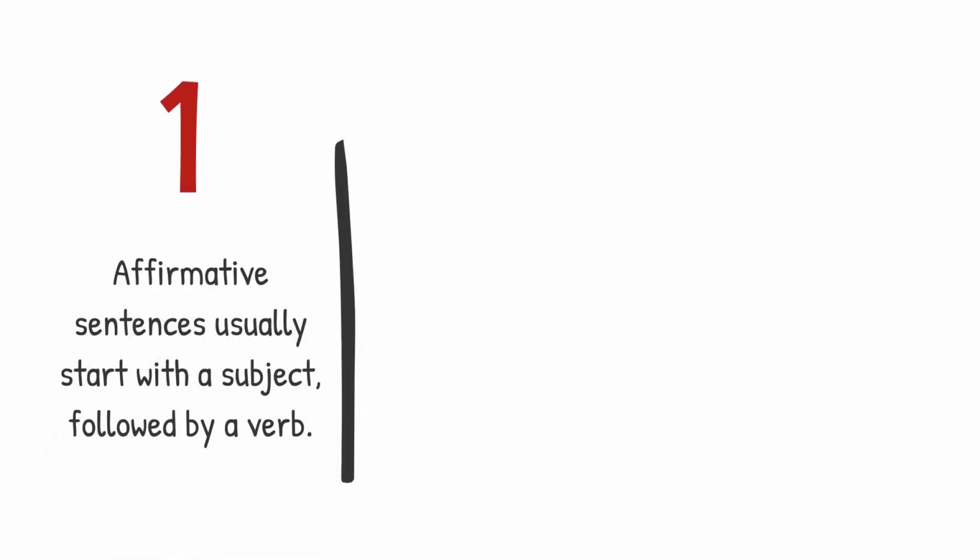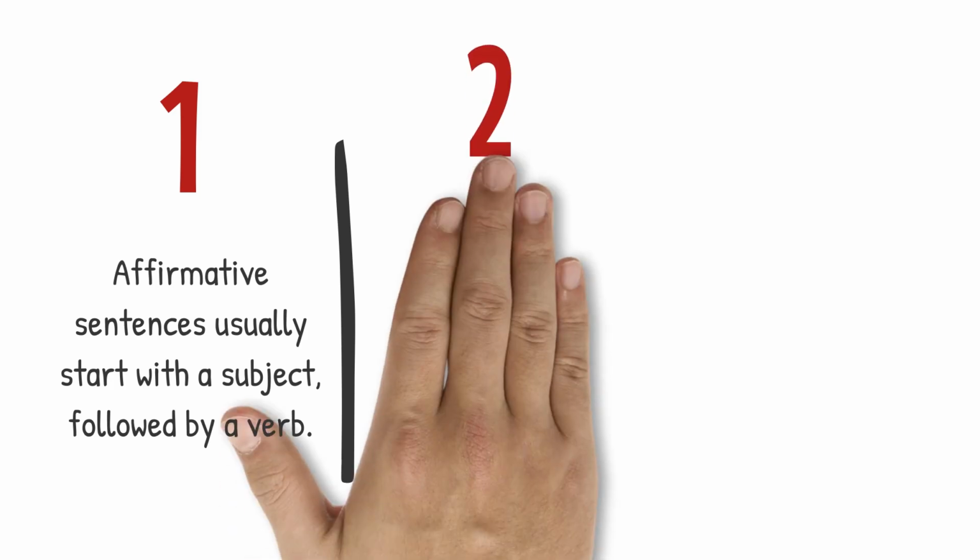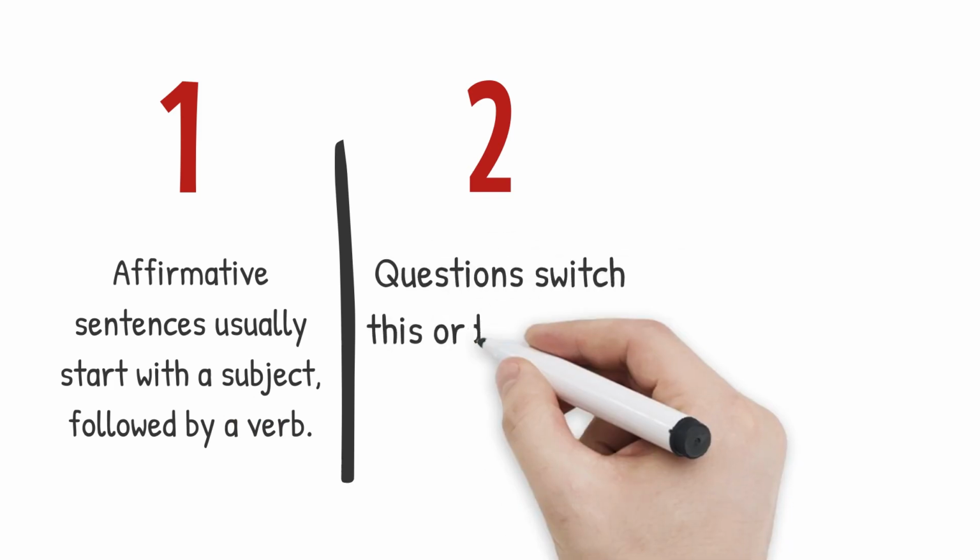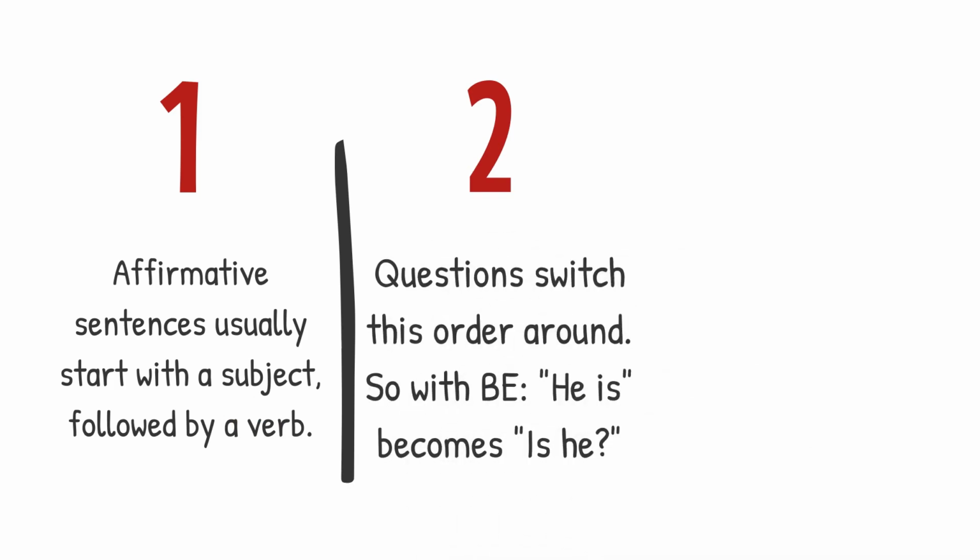Affirmative sentences usually start with a subject, like John, or the transport manager, for example, or they start with a pronoun like he or she. After the subject, we have a verb, and since we're talking about the first question type, it will be a modal verb or a form of the verb to be. When we make a question, we switch this order around. For example, he is switches to is he to make a question.